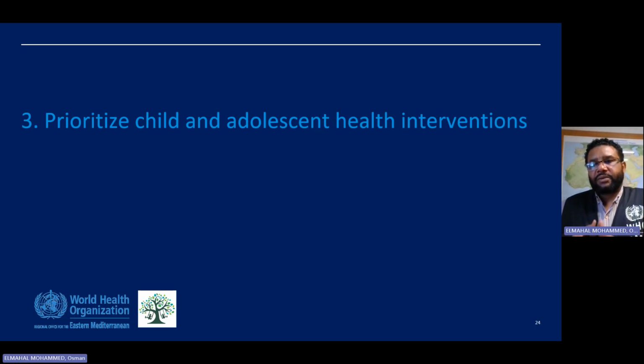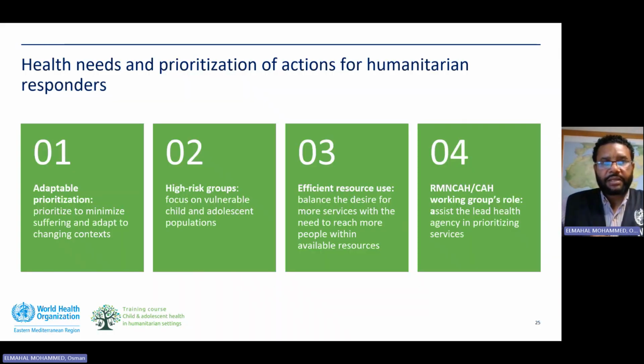It's how to prioritize child adolescent health interventions, because definitely during an emergency, with limited resources and time pressure, you cannot do everything. So you need to prioritize based on the information you have. For that, we have the health need prioritization of action from 10 responders. We are considering four elements. The first one is adaptable prioritization: we need to prioritize to minimize suffering and adapt to changing contexts. Second, high-risk groups: focus on vulnerable children and the child and adolescent population. And number three is efficient resource use: balance the desire for more services with the need to reach more people within available resources.